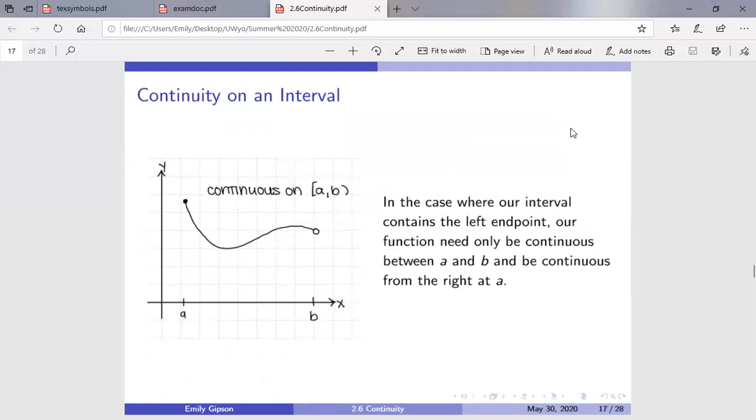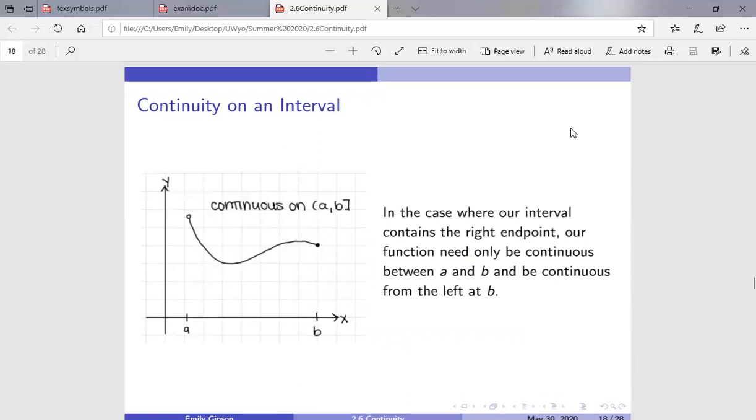Here, I've bubbled in the point at a, so we're continuous at a, and now I'm saying continuous on inclusive a, exclusive b. So this is the case where our interval contains only the left endpoint, and our function needs to be continuous between a and b, certainly, but it also needs to be continuous as a right-hand limit at a. So there's nothing for us to do from the left, there's only stuff for us to do from the right, so that's what we care about.